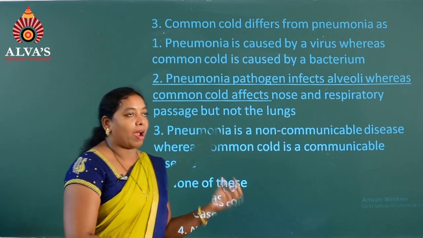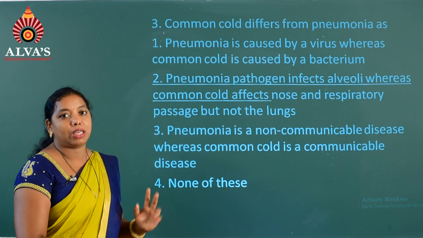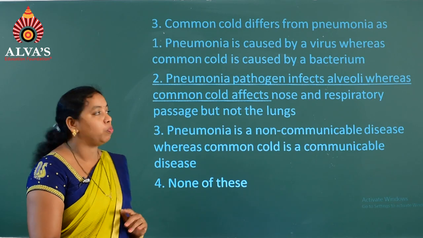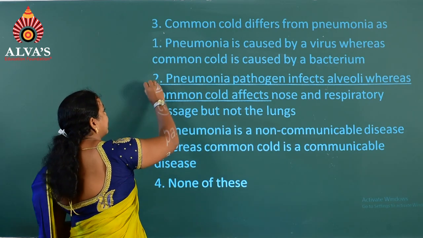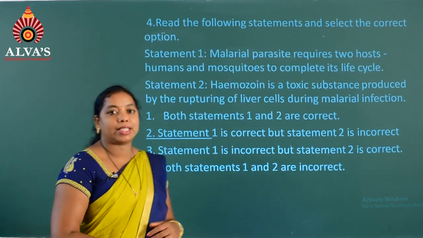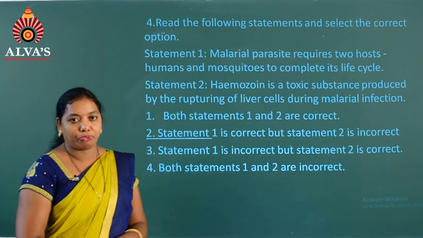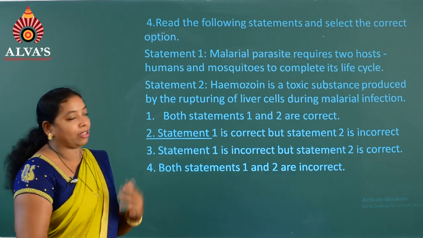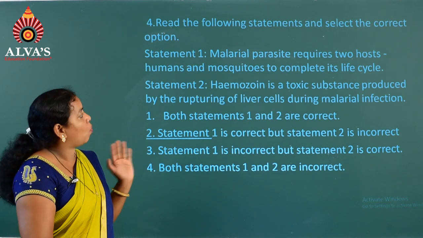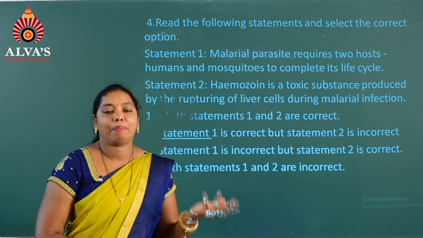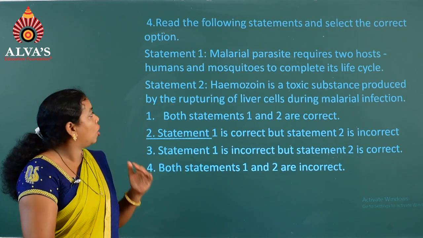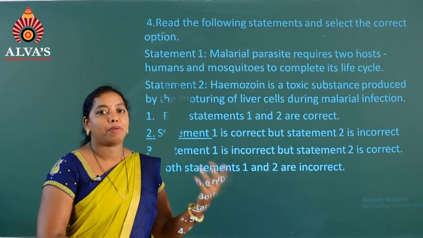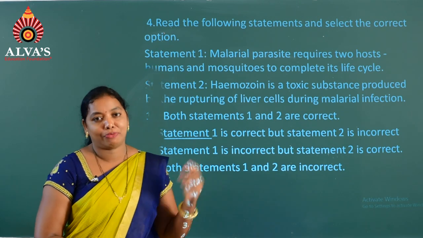Whereas here, to identify the difference between the common cold and pneumonia, the right option is the second one. I am going to discuss the next question, that is question number 4. Read the following statements and select the correct option. Statement 1: the malarial parasite requires two hosts, that is human and mosquito, to complete the life cycle.